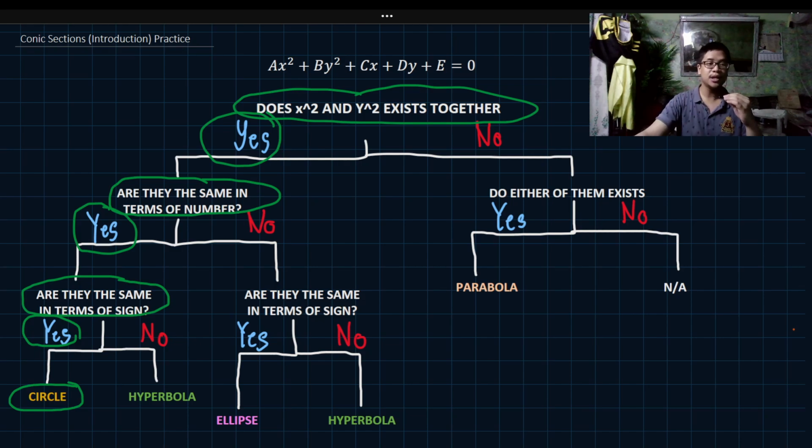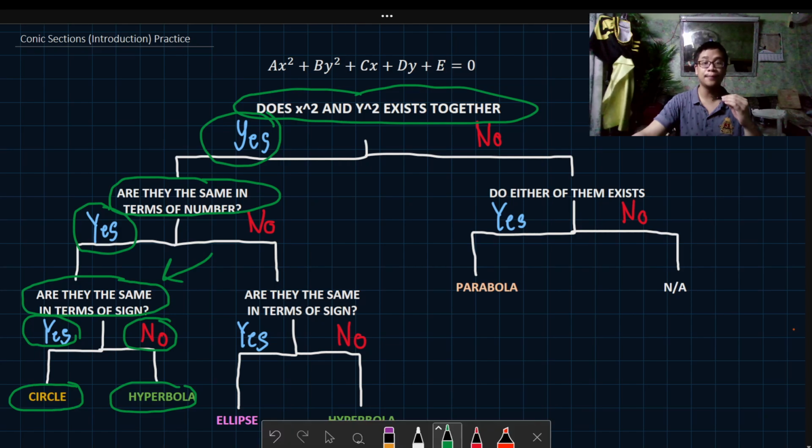But let's go back to the third question here. Let's just say the same number, yes, but not the same in terms of sign. Basically, it's a no. Then the answer is hyperbola. Same number but different signs, opposite to each other. Remember, in a hyperbola, it doesn't matter if the coefficients of x squared and y squared are the same or not. What matters is that they have opposite signs.